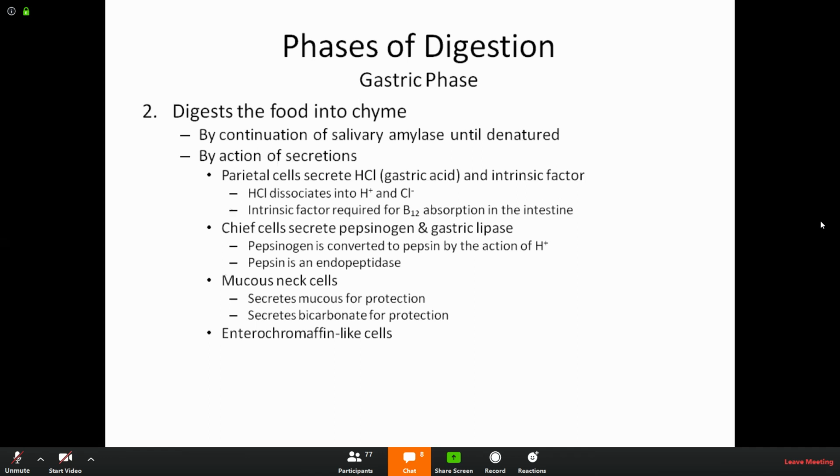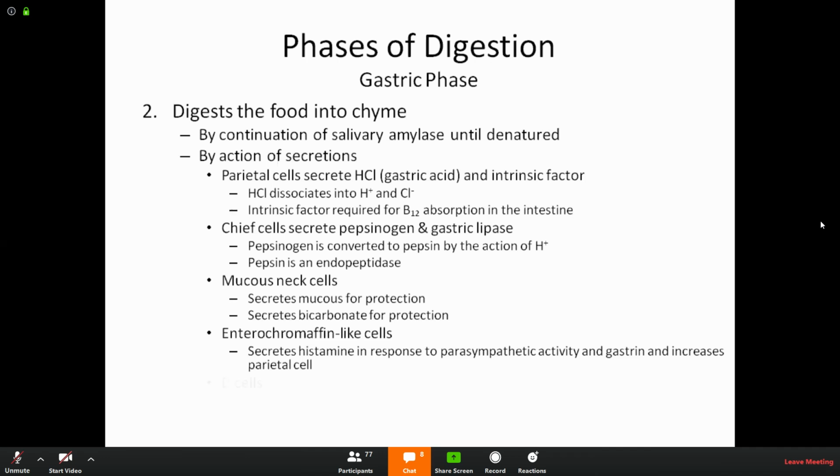And there are enterochromaffin-like cells, which help in secretion of histamine. Once histamine is secreted, it helps in more secretion of gastric juice from the parietal cells.